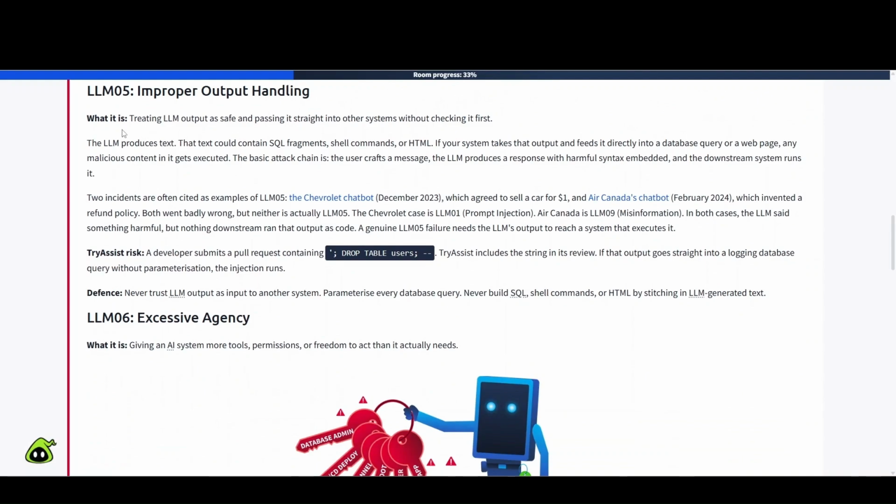LLM05, improper output handling. What it is: treating LLM output as safe and passing it straight into other systems without checking it first. The LLM produces text. The text could contain SQL fragments, shell commands, or HTML. If your system takes that output and feeds it directly into a database query or web page, any malicious content in it gets executed. The basic attack chain is: the user crafts a message, the LLM produces a response with harmful syntax embedded, and the downstream system runs it.